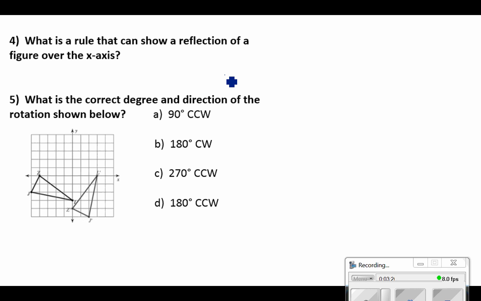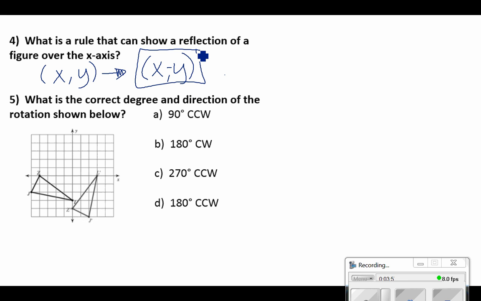Number 4, what is a rule that can show a reflection of a figure over the x-axis? So again, we're writing the rule. We don't have the name of the shape, so we're just going to start with x, comma, y with an arrow. And if you remember the song, x-axis, x stays the same, reflect, so that means the y is going to change. That would be your rule.